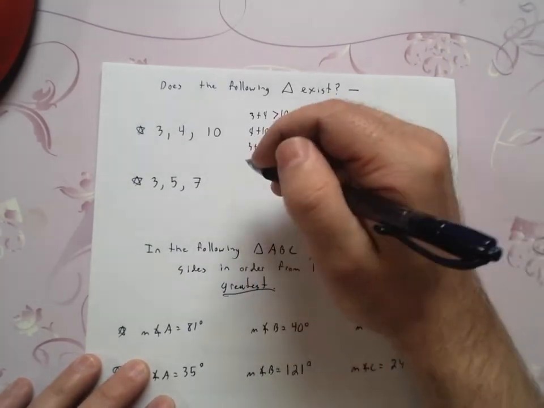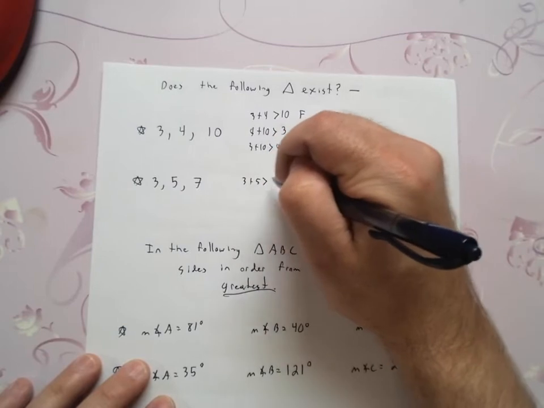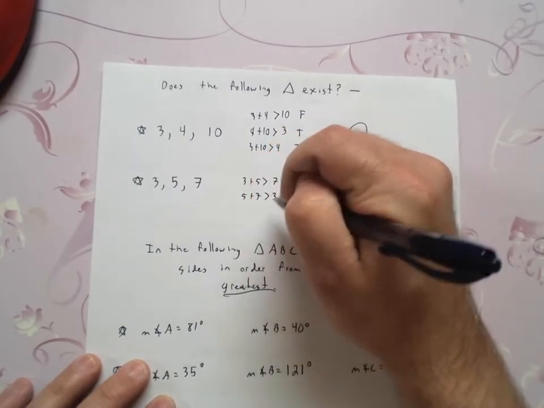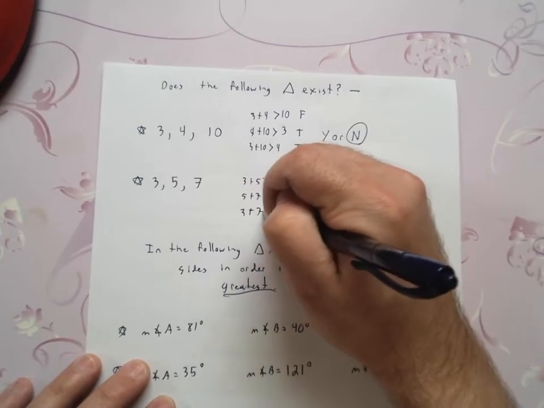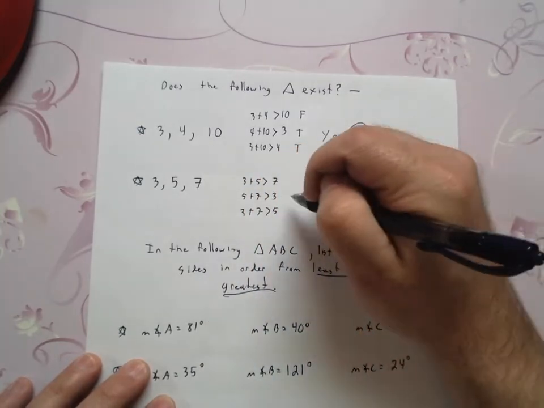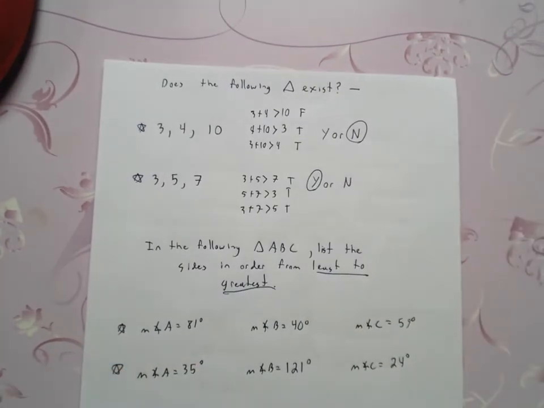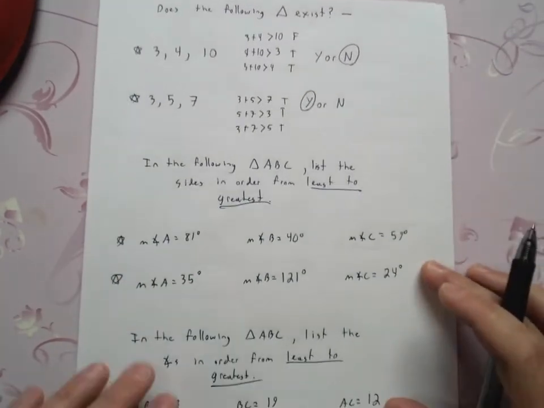Okay? So when you look at this one, if I take 3 plus 5, I want to know, is that bigger than 7? If I take 5 plus 7, is that bigger than 3? If I take 3 plus 7, is that bigger than 5? And if you look at all these, they are all true. So yes, that triangle exists. So moving on to the next piece.